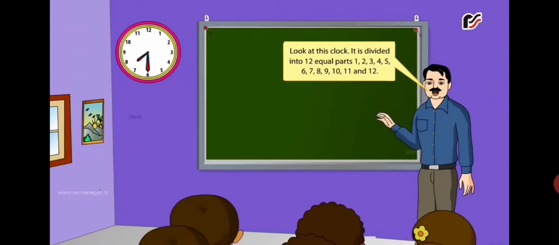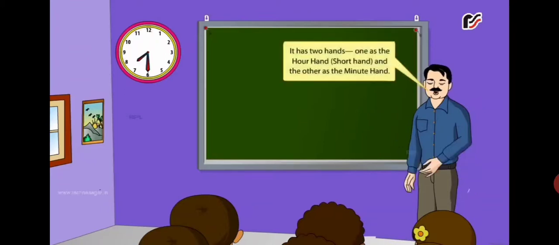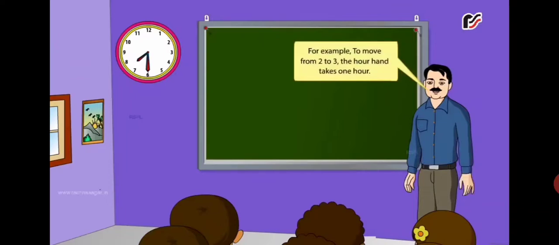Look at this clock. It is divided into 12 equal parts. 1, 2, 3, 4, 5, 6, 7, 8, 9, 10, 11 and 12. It has two hands, one as the hour hand, short hand, and the other as the minute hand. The hour hand takes 1 hour to move from one number to the other number. For example, to move from 2 to 3, the hour hand takes 1 hour. So, it takes 12 hours to complete one round of the clock.